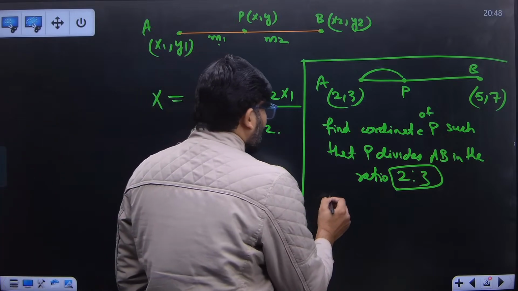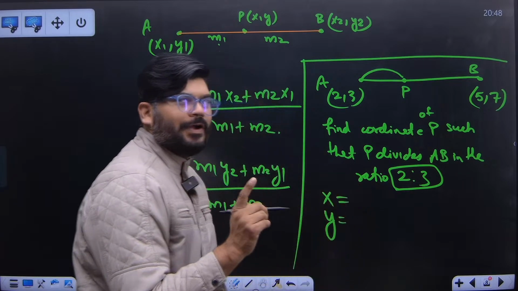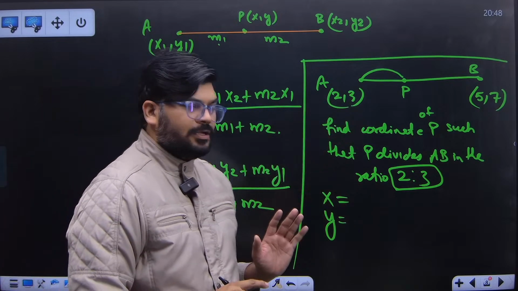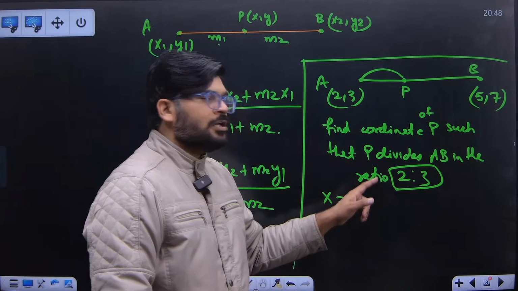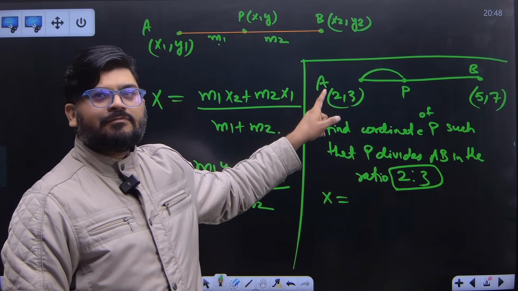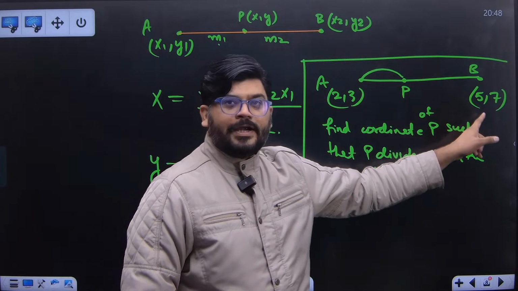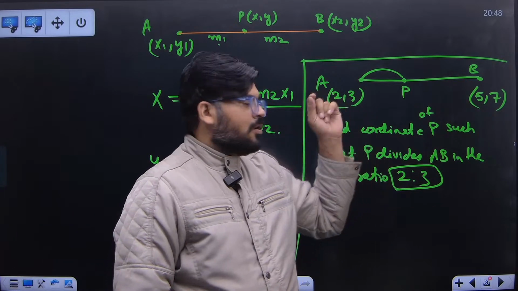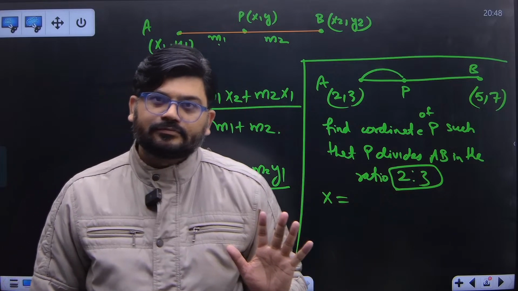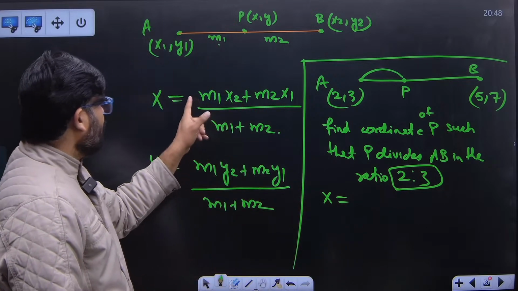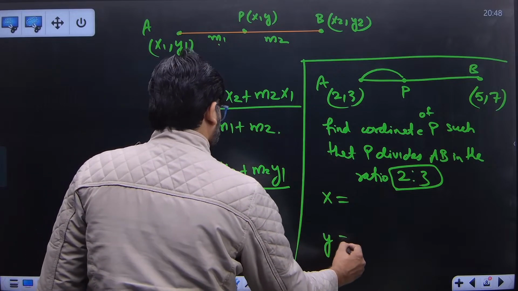So what you need to find, how you are going to find? You need to find x and y, that's it. Tell me the two coordinates, and then we will check your answer as well. Okay, you understood the question. Now can you tell me what is x1 y1? 2 comma 3. What is x2 y2? 5 comma 7. What is 2 is to 3? m1 and m2. Okay, now find out the value of x and y and let me know.